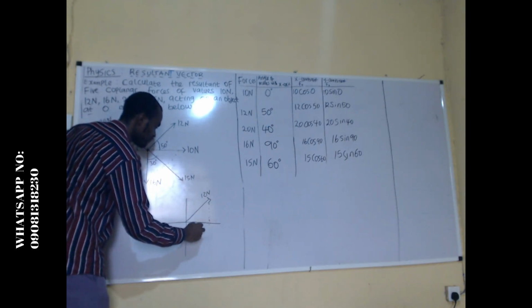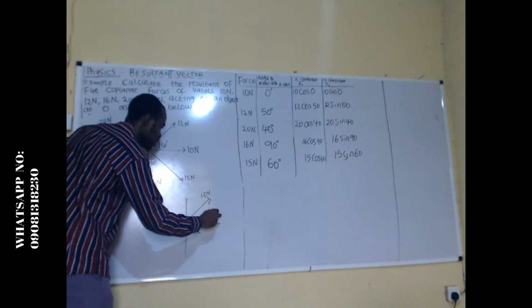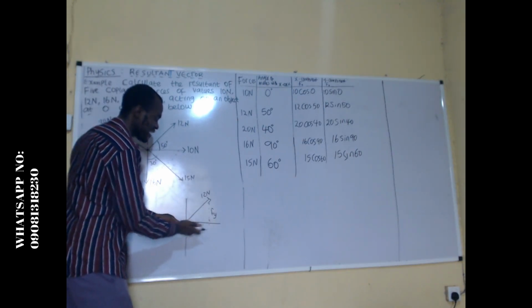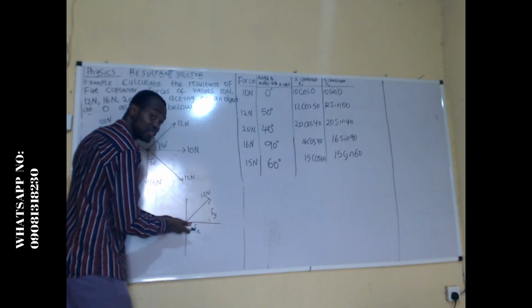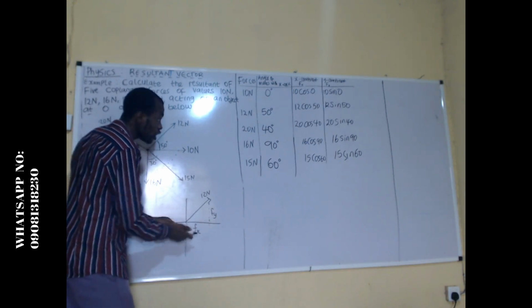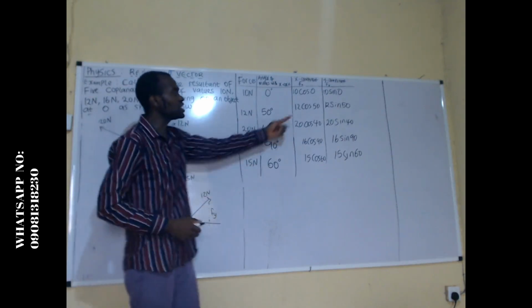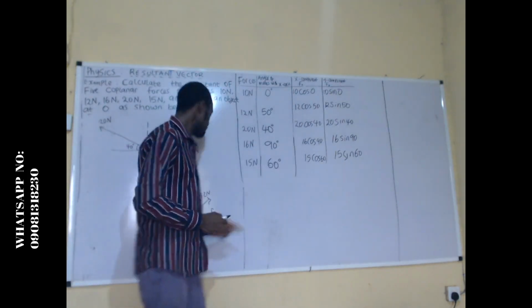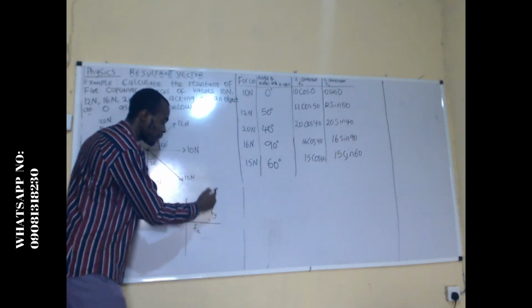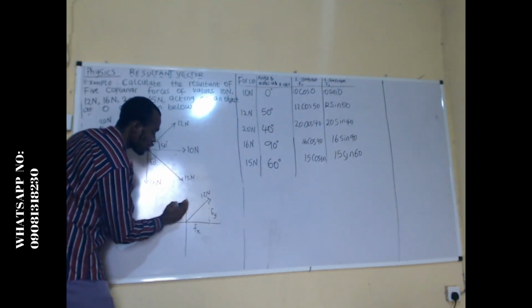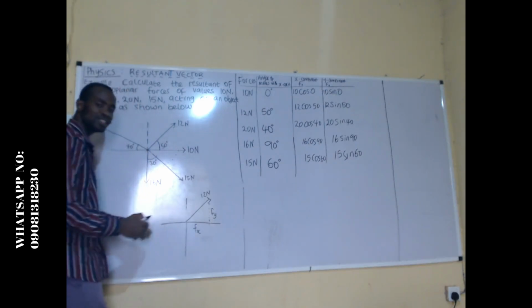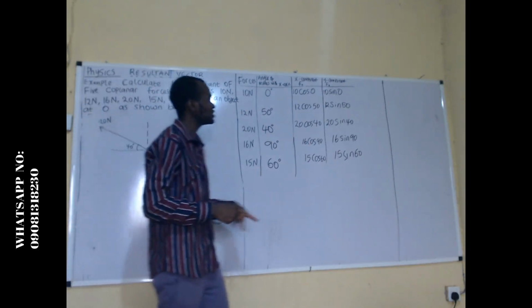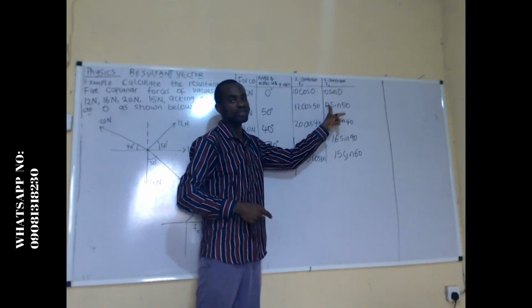This is fx, this is fy. If you look at this x component, the axis it is on, it is positive. So they still remain positive. If you look at the y component, it's still on the positive y axis. So they still remain positive.